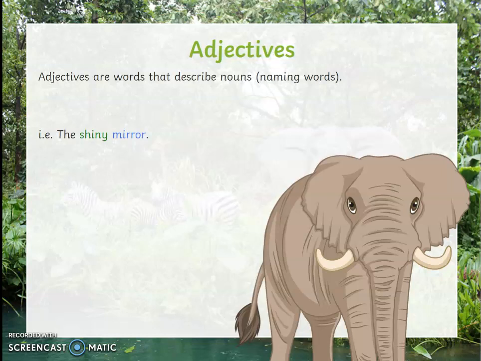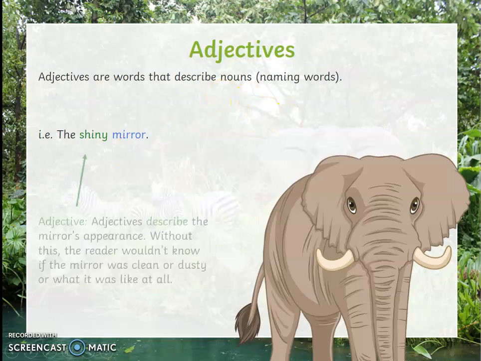Now, what are adjectives? Adjectives are words that describe nouns. Nouns, in simpler form, you can say are naming words. For example, the shiny mirror. If you just say the mirror, we are talking about the noun. But how would you describe this noun? You can say the shiny mirror, or if you think of some more words to describe a mirror, a glossy mirror. Likewise.